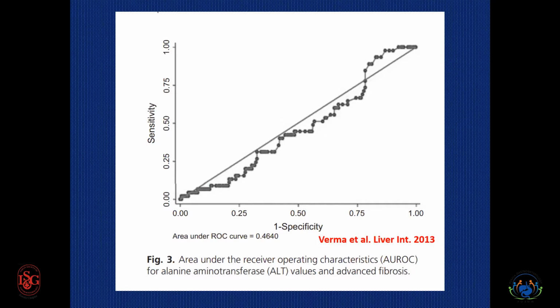So now this is an ROC curve for ALT to diagnose advanced fibrosis in NASH. See, it is going along the 45-degree angle. It is as good as random. It is a useless test. It is useless to diagnose advanced fibrosis in NASH.